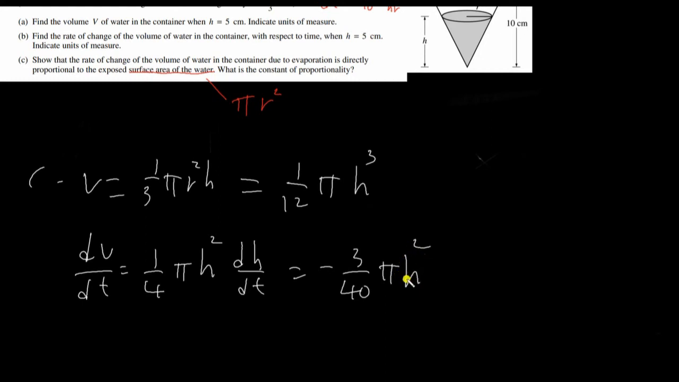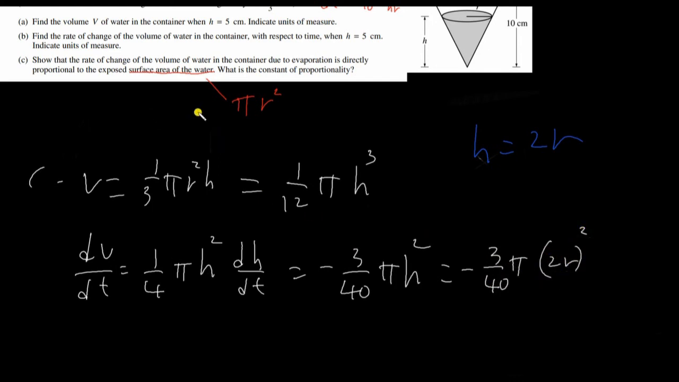So we can substitute something in terms of r for this h. Well, the relationship there is that h is equal to 2r. So since h is equal to 2r, I can replace this h with a 2r. So it's going to be -3/40 pi times 2r squared.